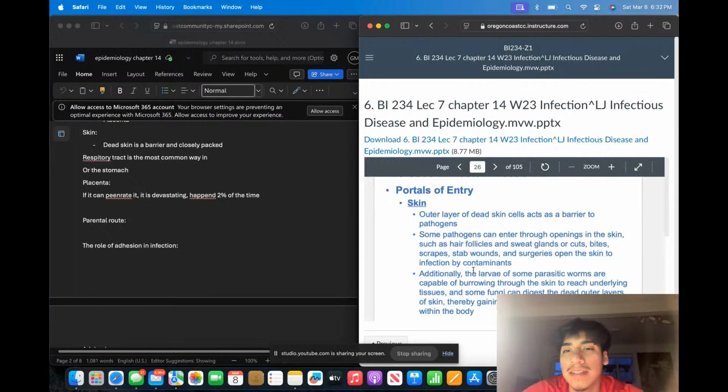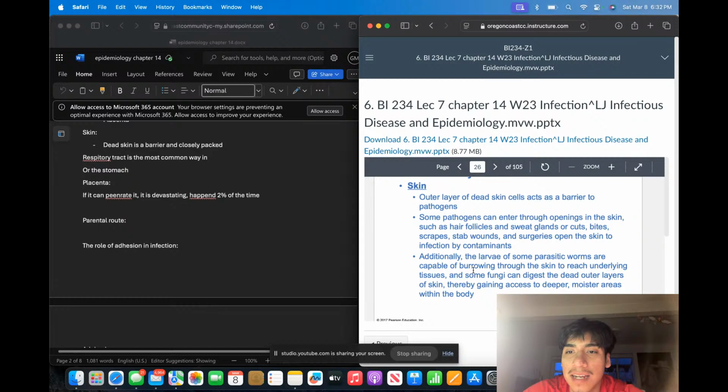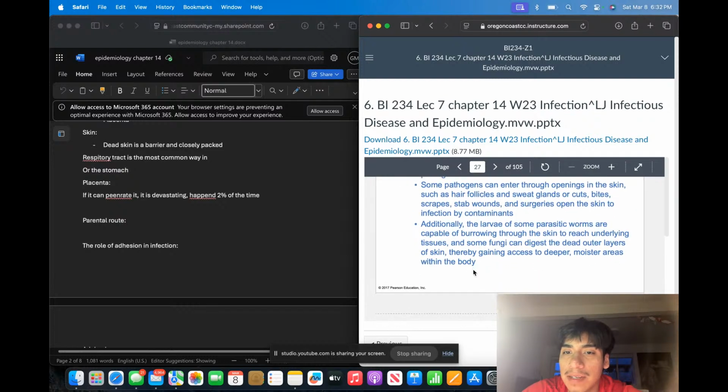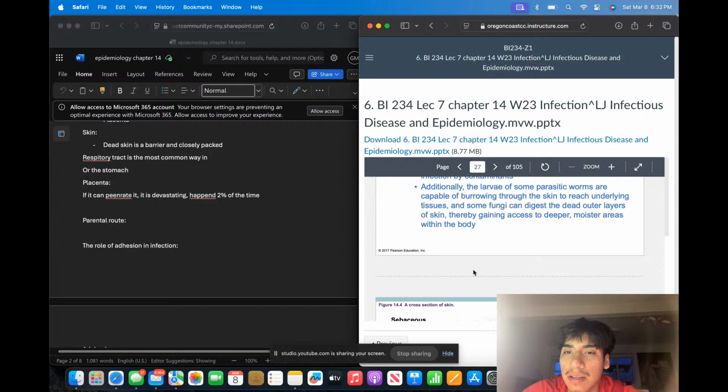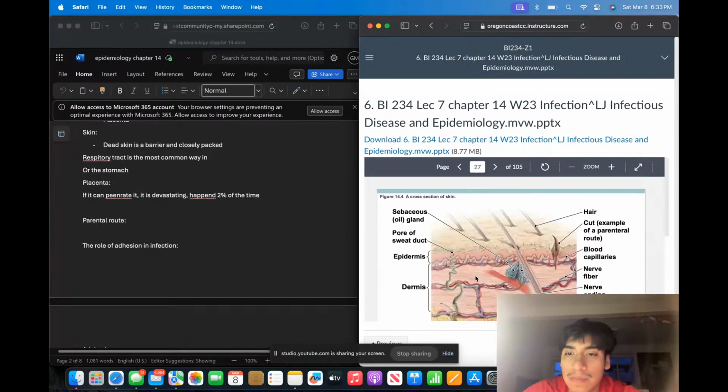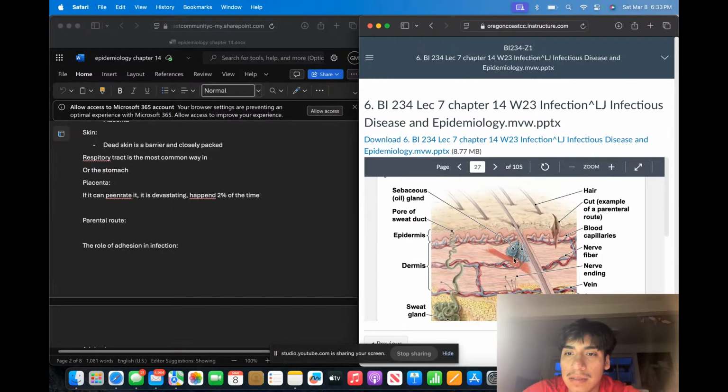Skin: the outer layer of dead skin cells acts as a barrier to pathogens, which is important. Some pathogens can enter through openings in the skin, such as hair follicles and sweat glands, or cuts and bites. Basically any opening, things can get in, bacteria. Additionally, the larvae of some parasitic worms are capable of burrowing through the skin to reach underlying tissues, and some fungi digest the dead outer layers of the skin, thereby gaining access to deeper moist areas within the body. It's pretty interesting.